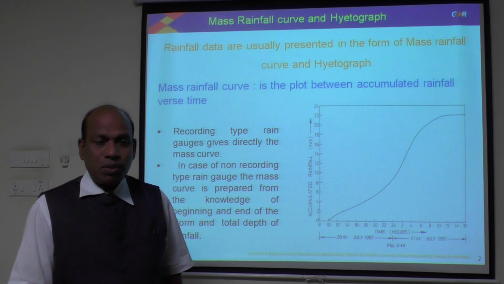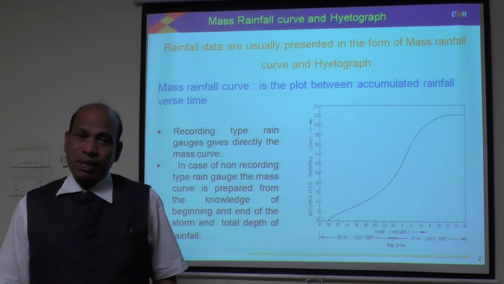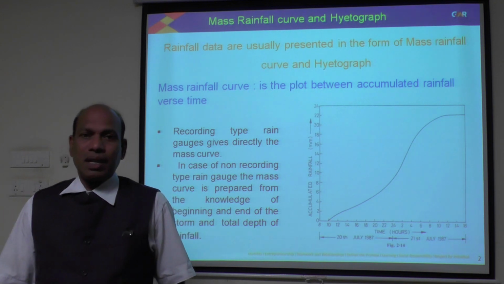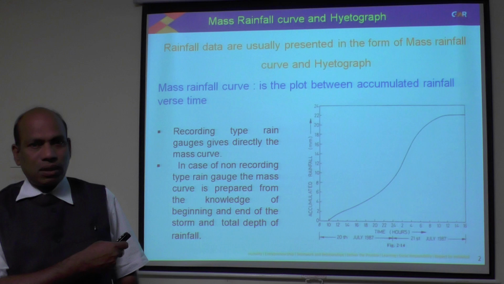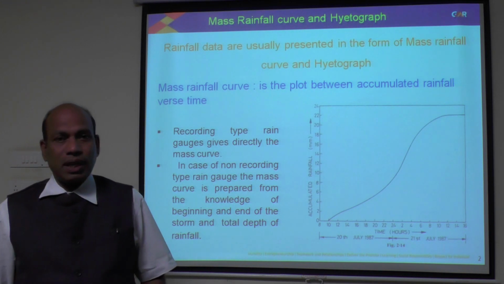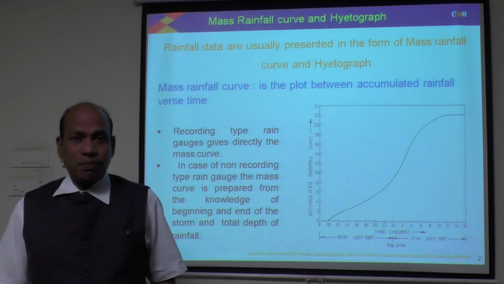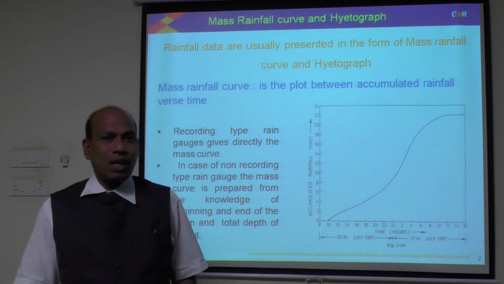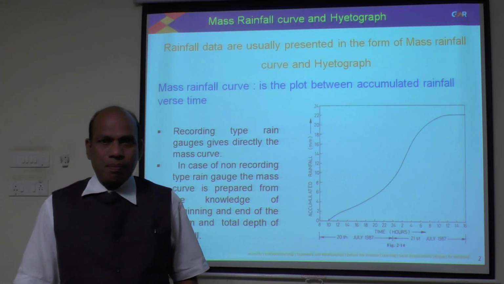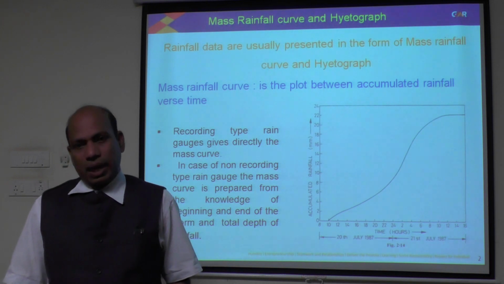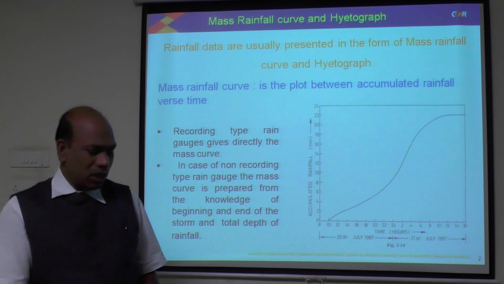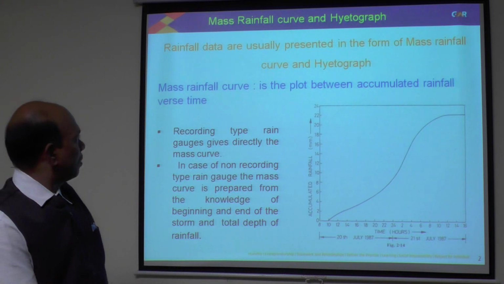So already we discussed rain gauges, automatic rain gauges as well as non-automatic rain gauges. In the case of automatic rain gauges, we get this mass rainfall curve directly. Whereas non-automatic rain gauges give only the depth of the rainfall, so we can't get it directly. In this condition, we should know the beginning and end of the drum and also the rainfall depth. By using this duration and rainfall depth, we prepare the mass rainfall curve.